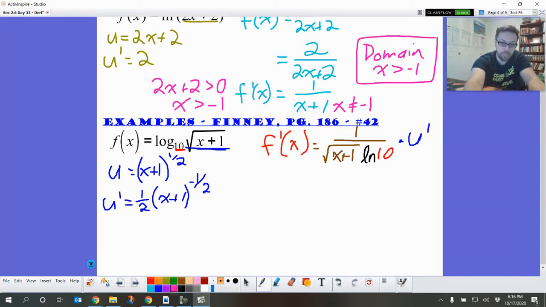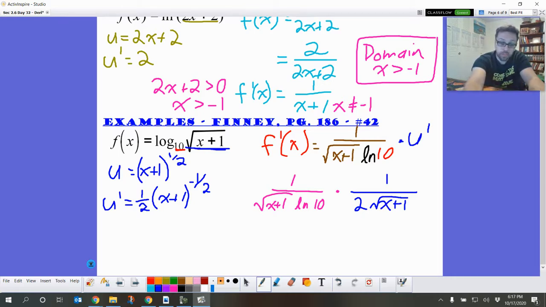Okay, let's write some of this stuff out. So I'm going to put that ln first. I just like that first. ln of, no, actually, I think I like it better where it was. Sorry. Square root of x plus 1, ln of 10, times we got to do u prime. And I don't like that it's a negative exponent, so let's make it a positive exponent by putting it in the denominator. So that's 1/2 square root x plus 1.